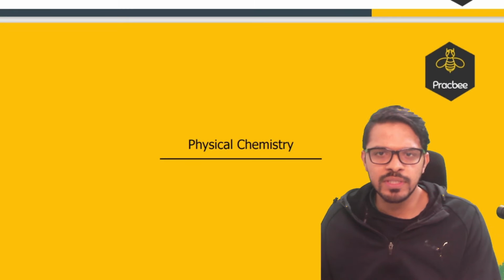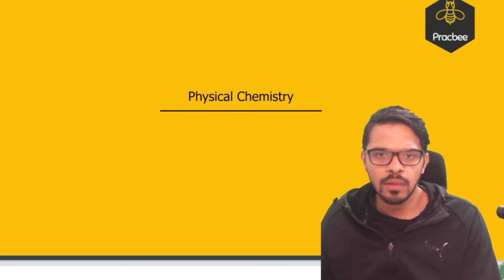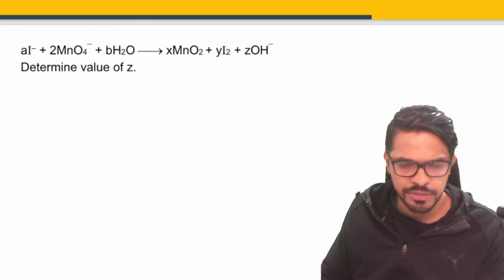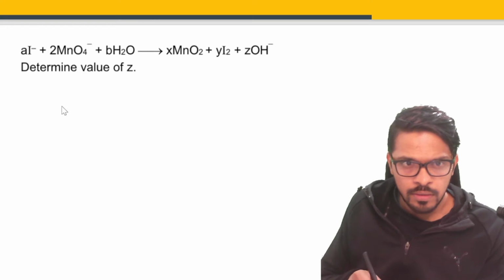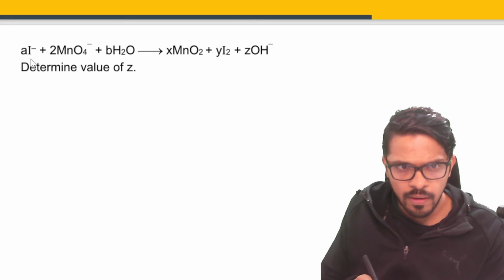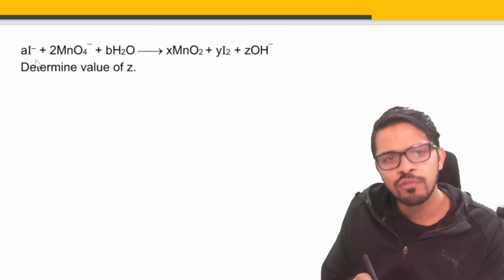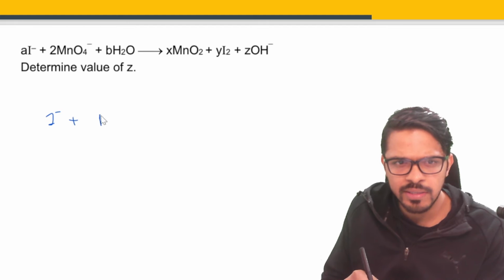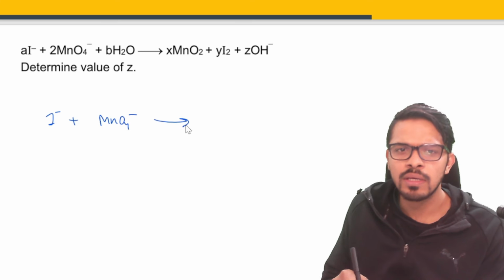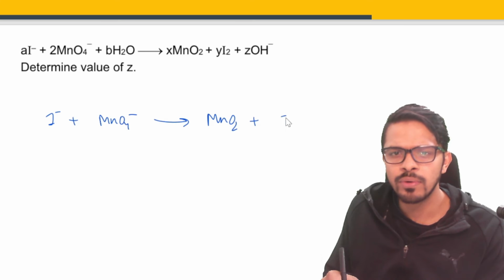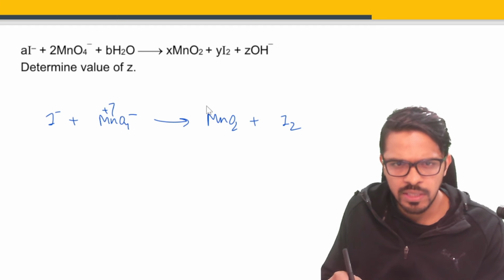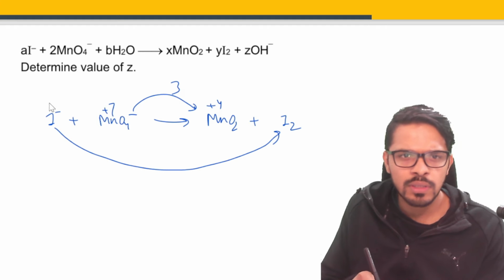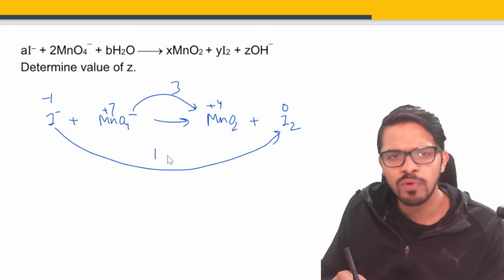So let's move to physical chemistry now. The first question is of balancing the redox reaction. So we have basically the oxidation of iodine in basic medium. I can say, basically I minus and MnO4 minus is going to MnO2 and I2. This is plus 7 to plus 4. The change is of 3. I minus to I2, it is going from minus 1 to 0. The change is of 1.